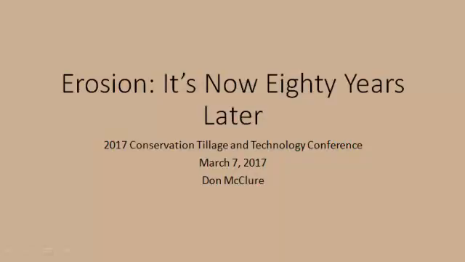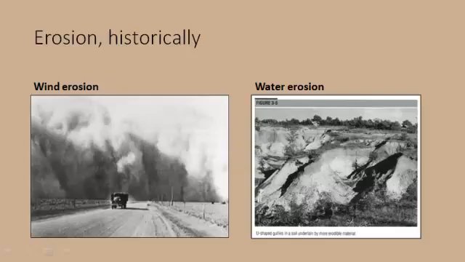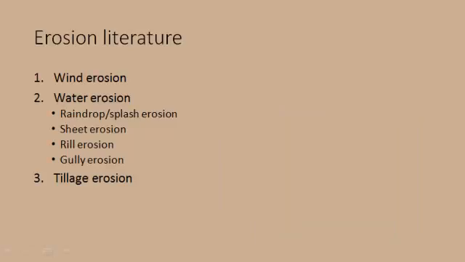Historically, when we think of erosion, we think of the Dust Bowl storms of the 30s, or water erosion that cuts the fields apart in gullies and they're abandoned. The erosion literature today shows wind and water erosion still, but water erosion has since been subdivided into raindrop and splash erosion, sheet, rill, and gully erosion, and tillage erosion has since been added in.